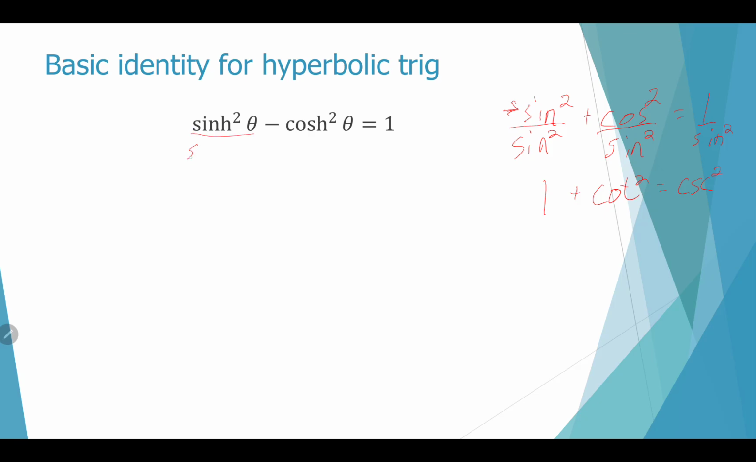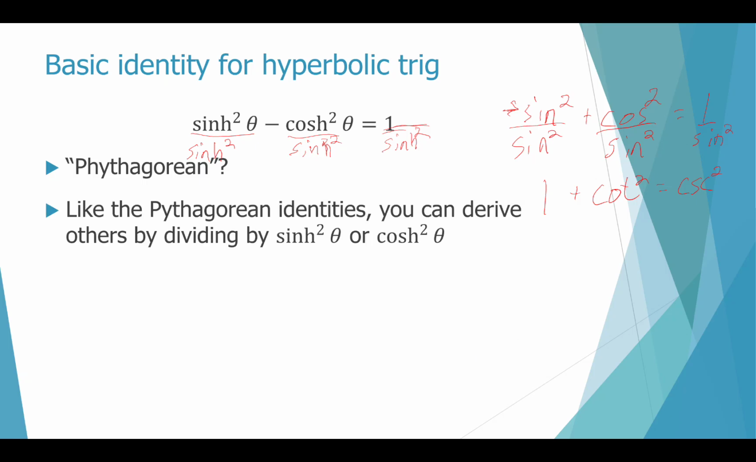If I divide this by sine squared, and divide this by sine squared, and this, I would get another identity, and I would do it again and again. So this is very Pythagorean, though it's not the Pythagorean theorem. It's very like it. Like the Pythagorean identities, we can derive the others by dividing by sine or by cosh. You choose. Derive the other 2 just for fun. I'm not going to do it here, but it does follow this idea.